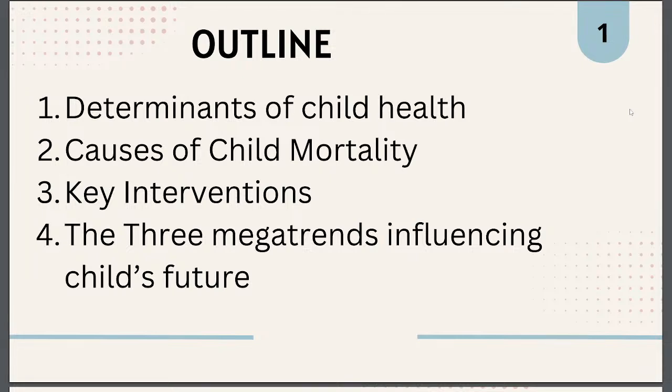What are the causes of child mortality? What are the key interventions that might be there? And now in this ever changing world, what are the three mega trends influencing children's future? What influenced your future maybe 20 years back is very different from what will influence the future of children who are born today and maybe in 2050. So, you have to understand these trends and what needs to be done for these children who are born today.